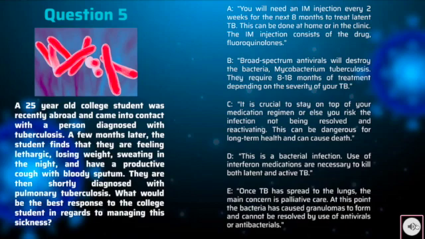A. You will need an intramuscular injection every 2 weeks for the next 8 months to treat latent tuberculosis. This can be done at home or in the clinic. The intramuscular injection consists of the drug fluoroquinolones. B. Broad-spectrum antivirals will destroy the bacteria Mycobacterium tuberculosis. They require 8 to 18 months of treatment depending on the severity of your TB.